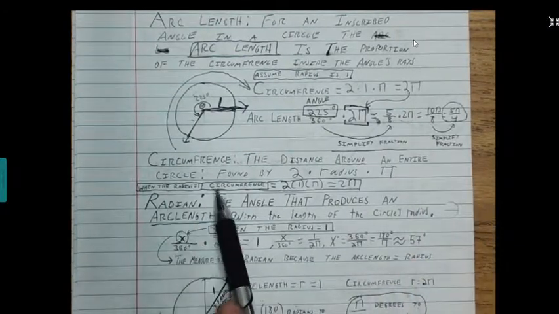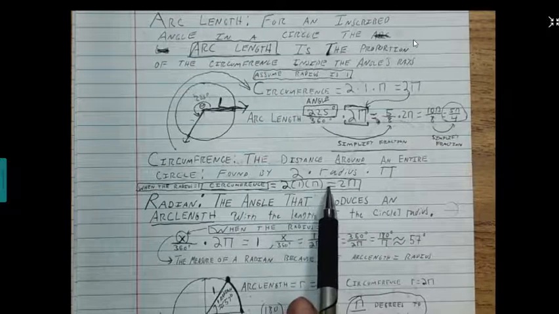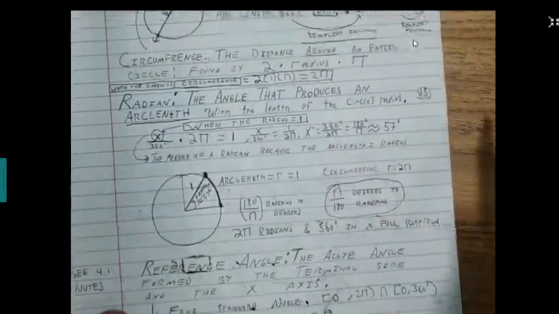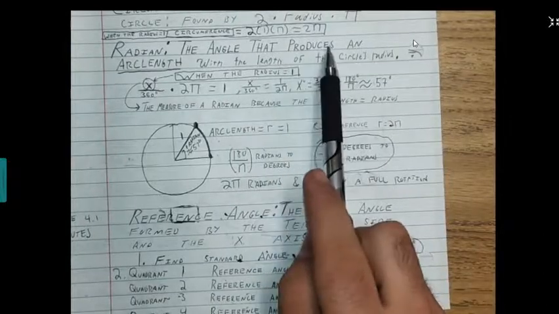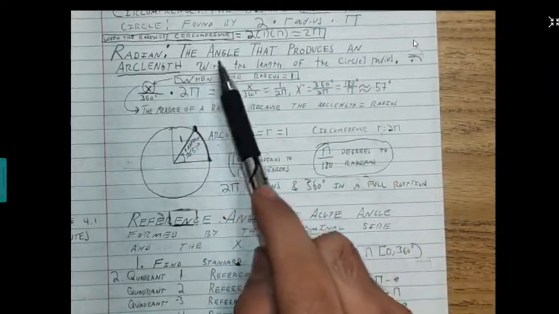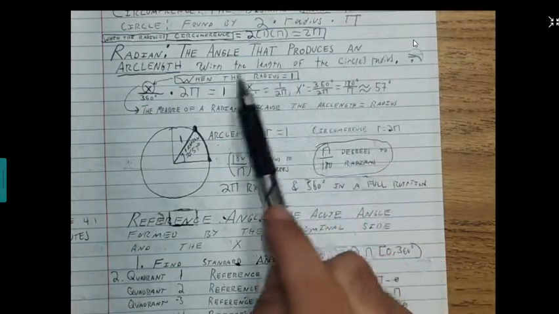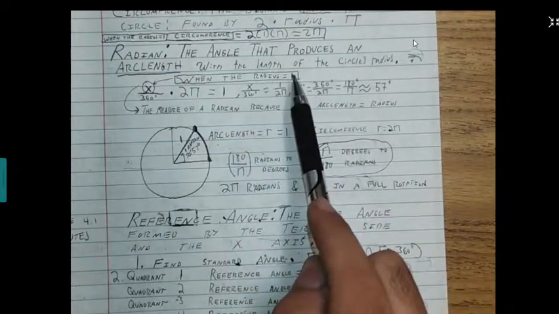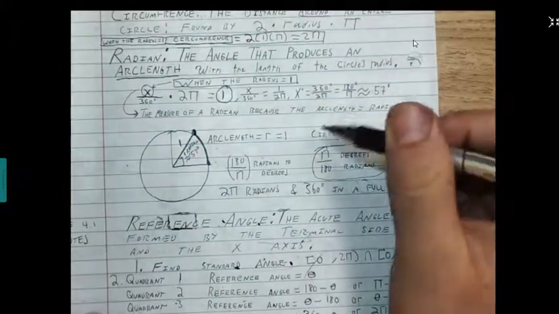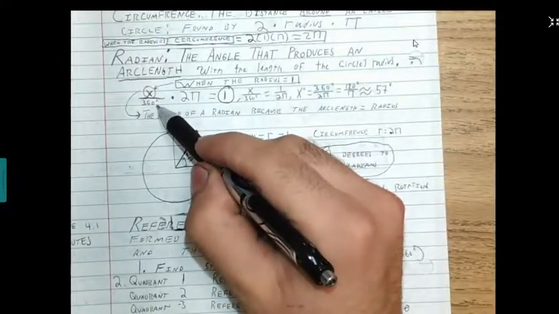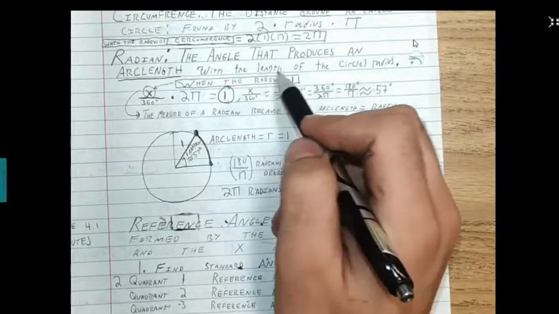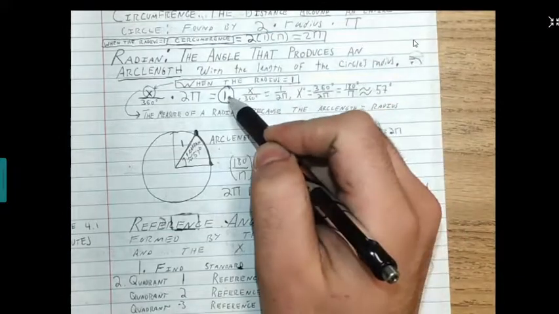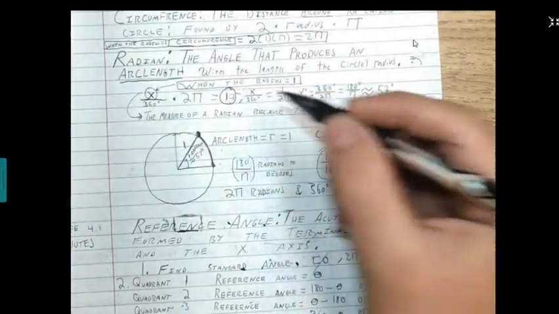And then once again, when the radius equals 1, the circumference is 2 times 1 times pi, which is equal to 2 pi. Now we've been talking about radians. I just wanted to hit home what a radian is. A radian is an angle that produces an arc length with the length of the circle's radius. So when the radius is 1, the arc length is equal to 1. So x over 360, the angle over 360 times 2 pi, is equal to the arc length. Here the arc length is 1. We're just making sure the arc length is equal to the radius. We can say this is equal to r if we wanted to.